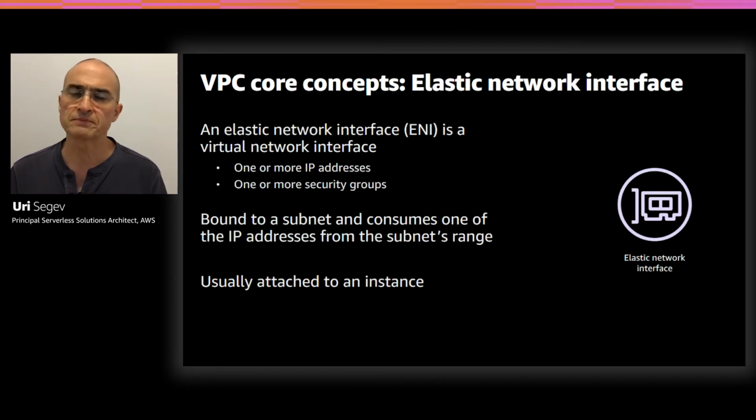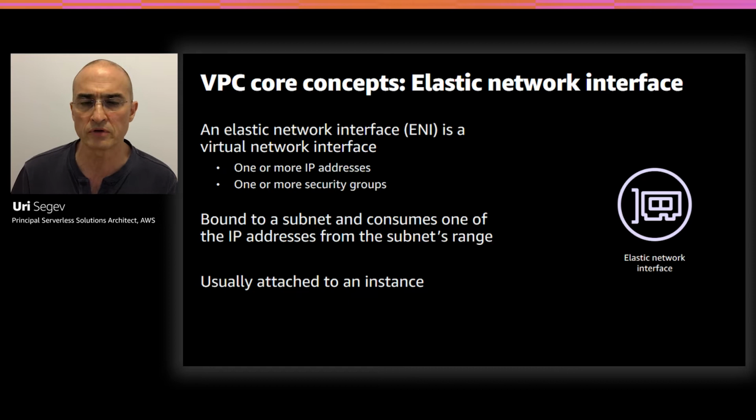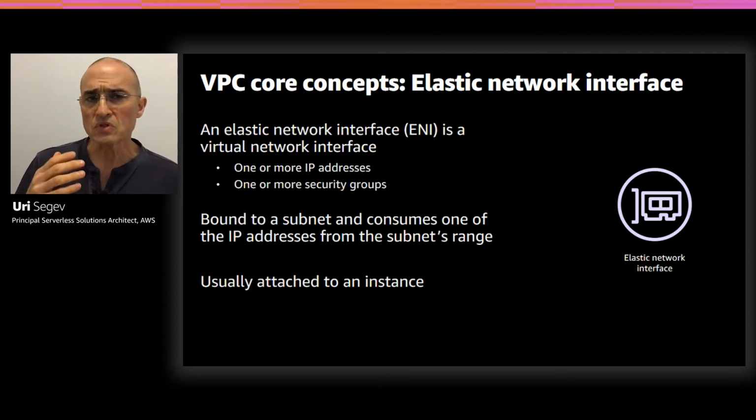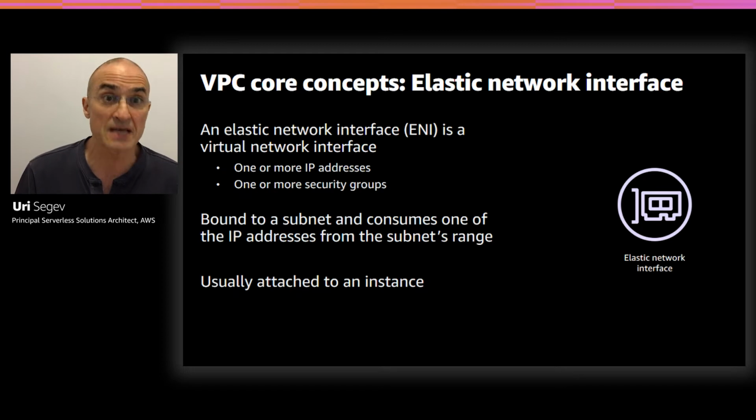The last concept I want to talk about is a network interface, elastic network interface. It is a virtual ENI, usually attached to instances, but not always, as we'll see in the next slides. When we create an ENI, we always get a private IP address from the CIDR block of the VPC subnet it is allocated from. It can have more IP addresses and the security group, of course, that controls what traffic can come in or out of that specific ENI.